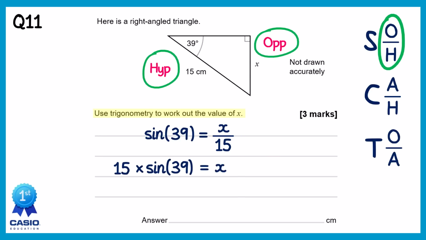If this is equal to x, then we can just type this into the calculator to find it. If you type this into your calculator, you'll get x is equal to this number here. It might make sense to round this off to a sensible number, so something like 9.4 or 9.44.